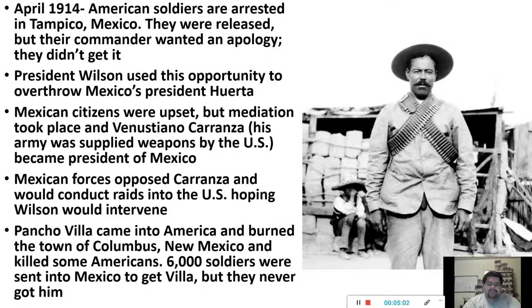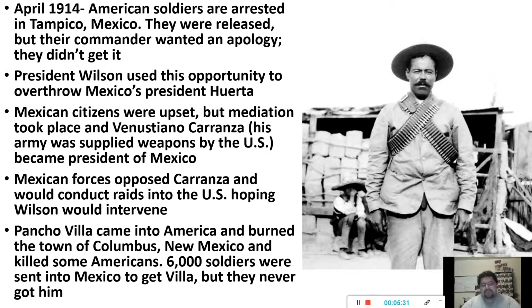So Mexican forces opposed Carranza, and they would conduct raids in the U.S., hoping that the president would intervene, be like, you know what, hey Carranza, you're not doing your job. I'm getting you out of here. That's what they kind of wanted. So they're trying to antagonize the U.S. so that he would turn his back on Carranza and take him out, or not even help him, so that the Mexican forces could get rid of him.